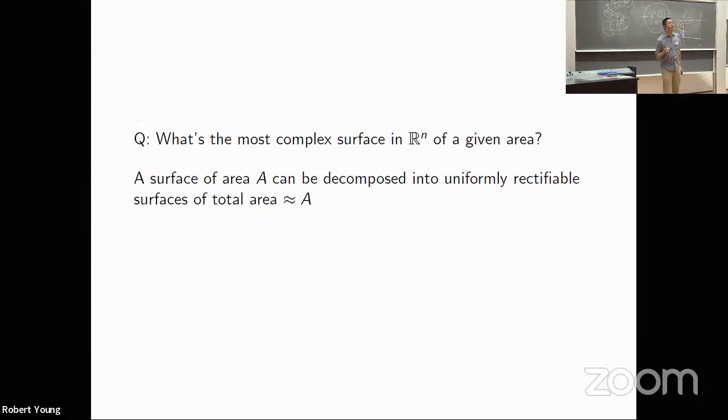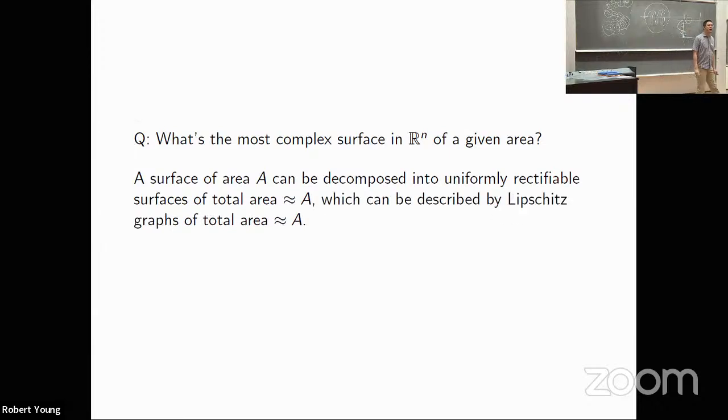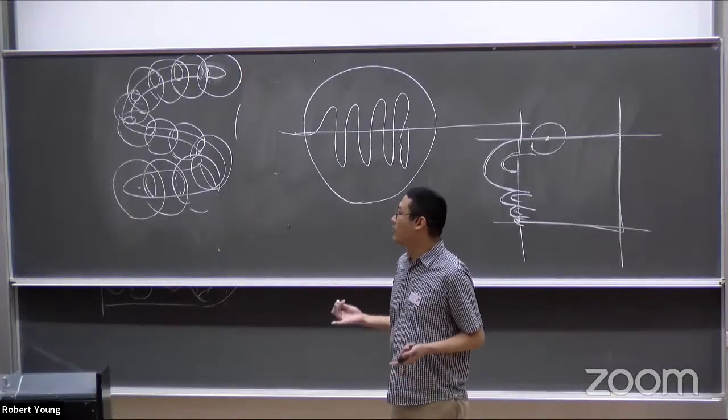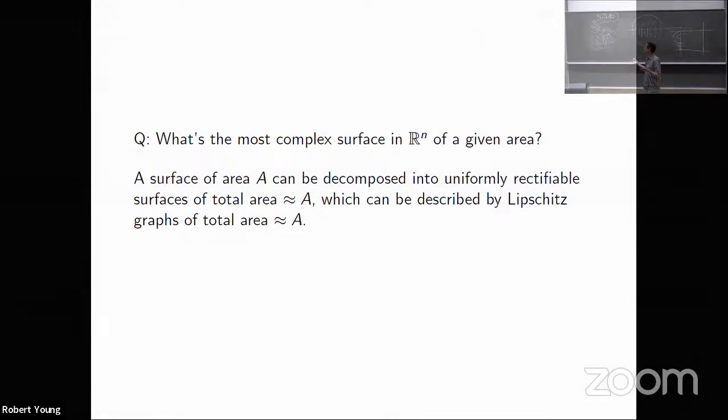And then each of those uniformly rectifiable pieces can be described in terms of Lipschitz graphs of total area on the order of A. So if you understand Lipschitz graphs, you can roughly understand the uniformly rectifiable pieces, and then you can roughly understand the original surface. The original surface isn't too much more complicated than a collection of Lipschitz graphs of total area on the order of A. Okay. So this is a project I worked on several years ago.